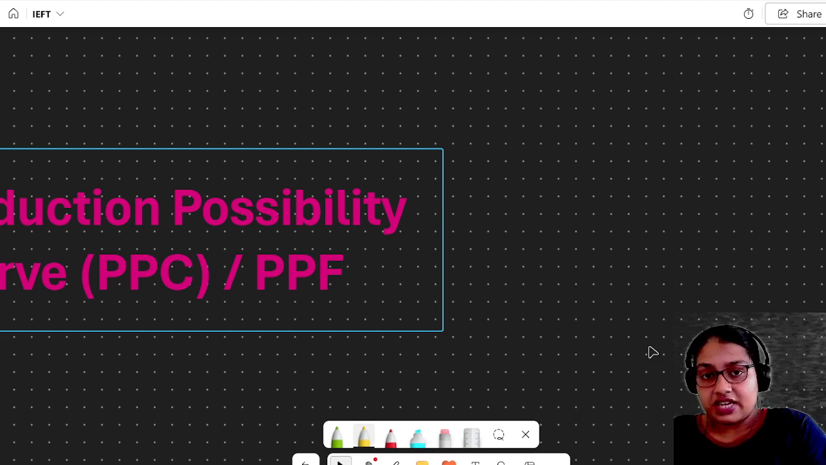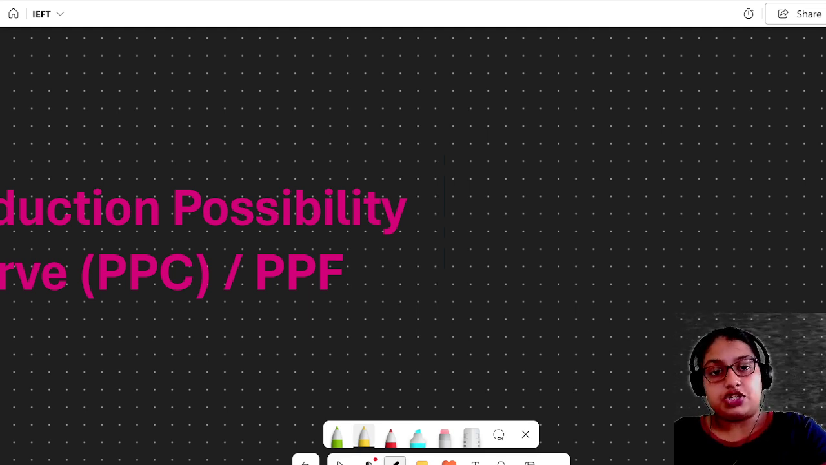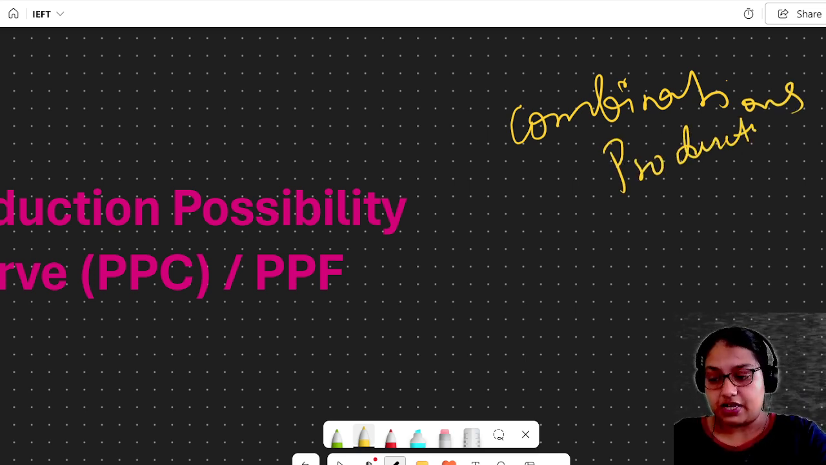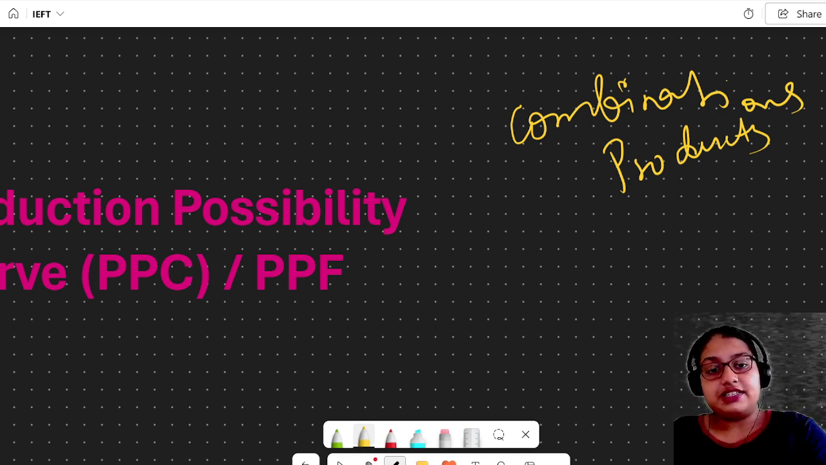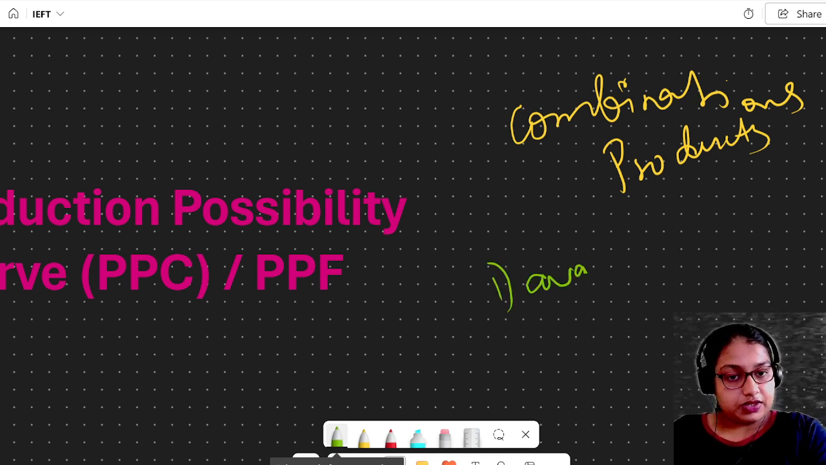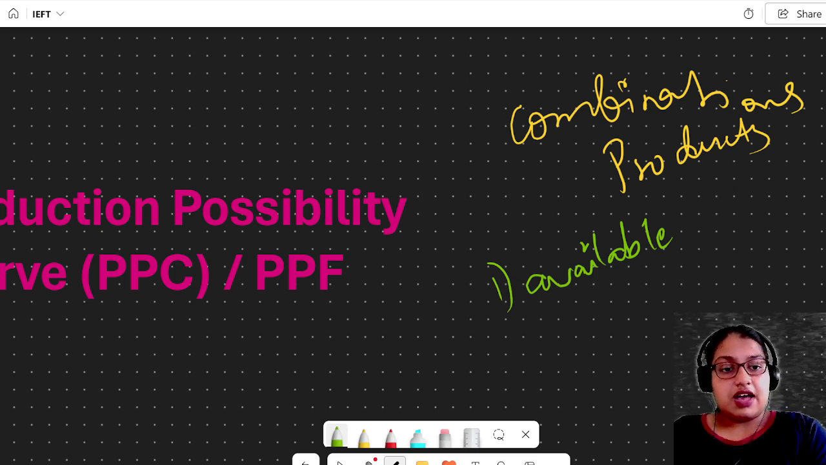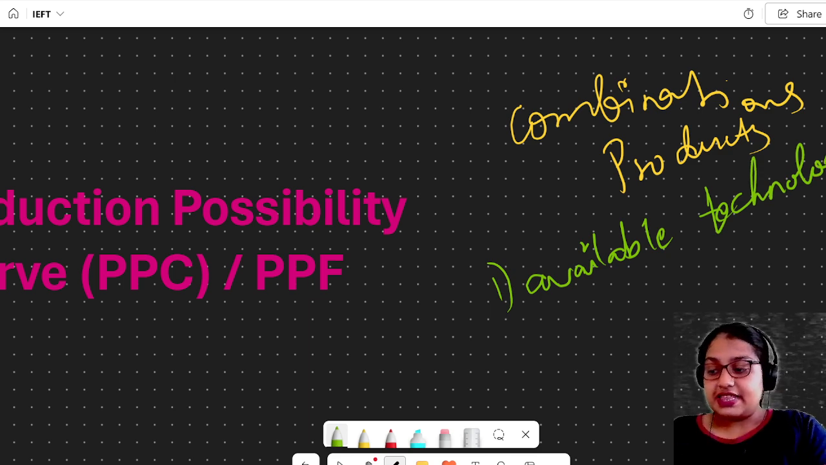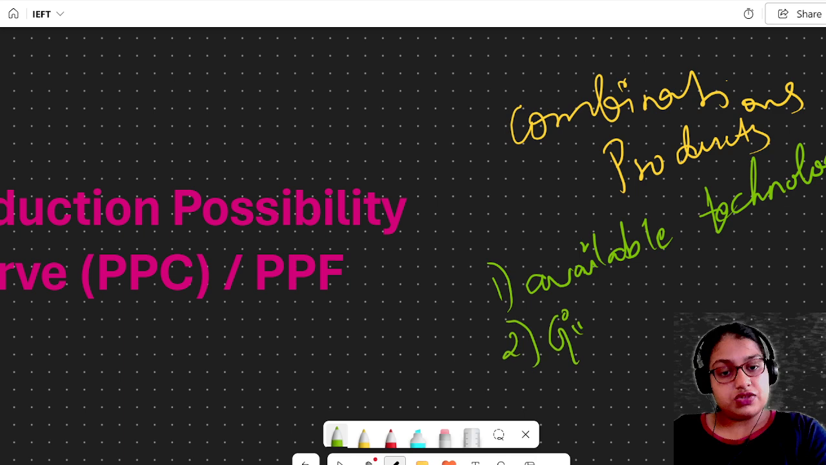So how can we define the production possibility curve? It shows combinations of the products that can be produced with three conditions. What are the three conditions? First one, available technology. Whatever technology is available to us, only that we can use, right? Then, given resources. We cannot go for resources which we don't have.